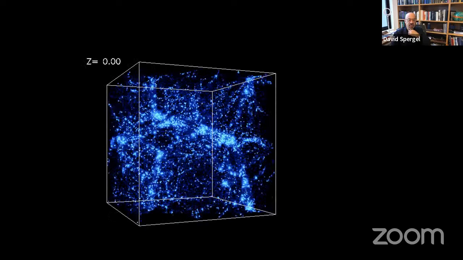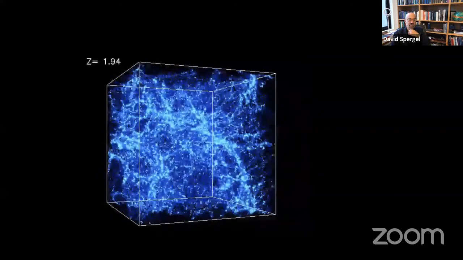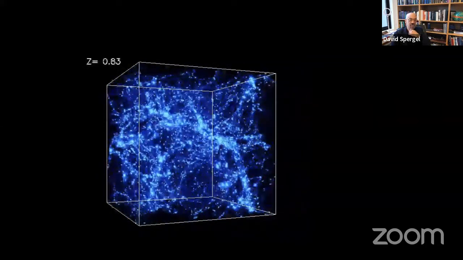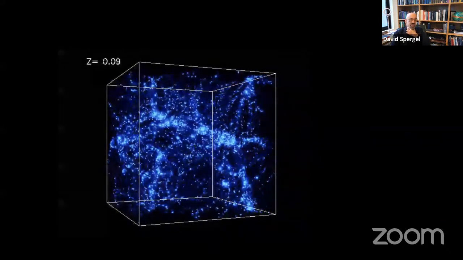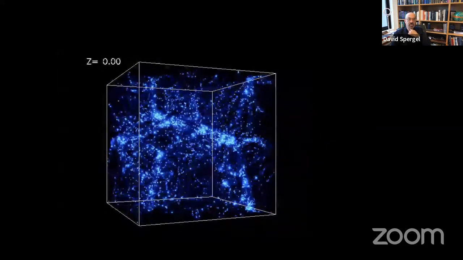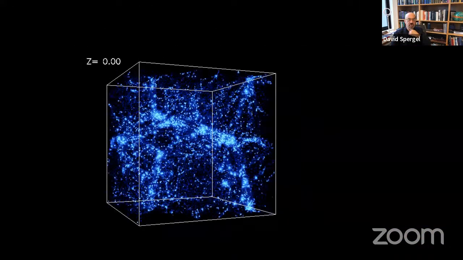And the picture to have in cosmology of these simulations is we run a simulation in a periodic box, starting from the Gaussian random initial conditions that I talked about in the previous lecture. And we evolve it forward so that we go from those initial conditions to this rich structure you see here.